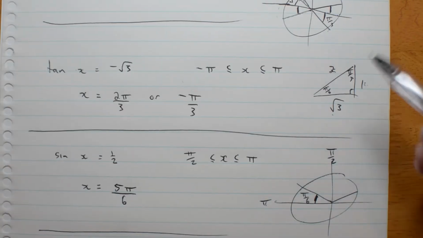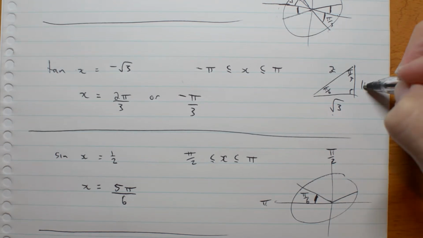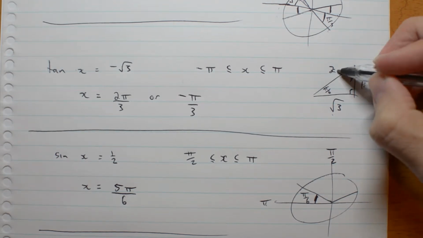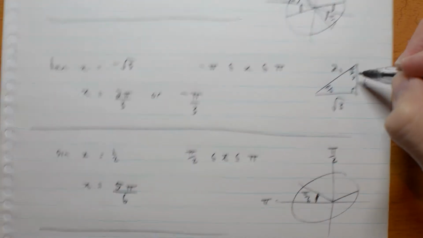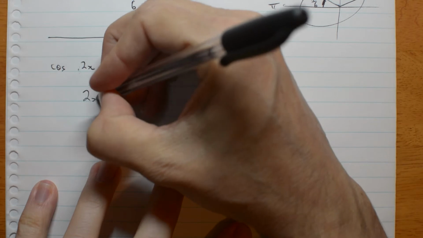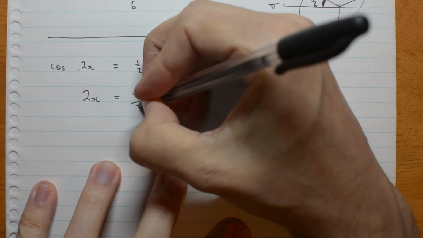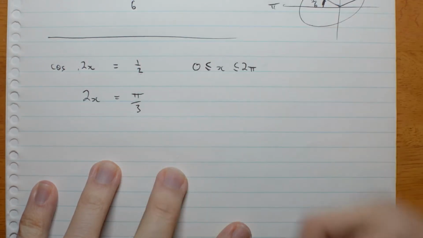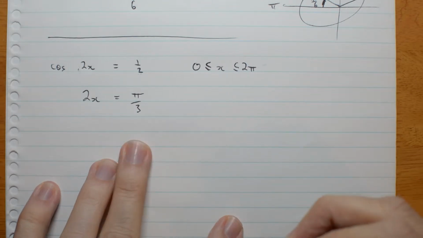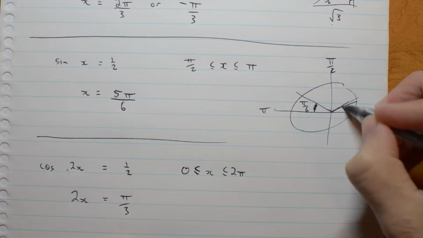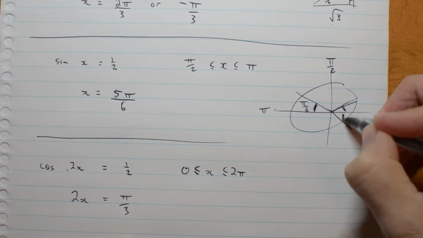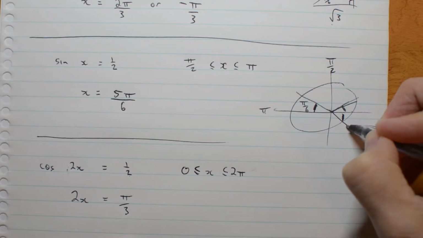So I'm back in this triangle. If cos is a half, adjacent on hypotenuse, I'm talking about pi on 3. So that means 2x is pi on 3. But there's another option. If I'm looking at pi on 3 for cos, the other option is down here, fourth quadrant. So that's 2 pi minus pi on 3.